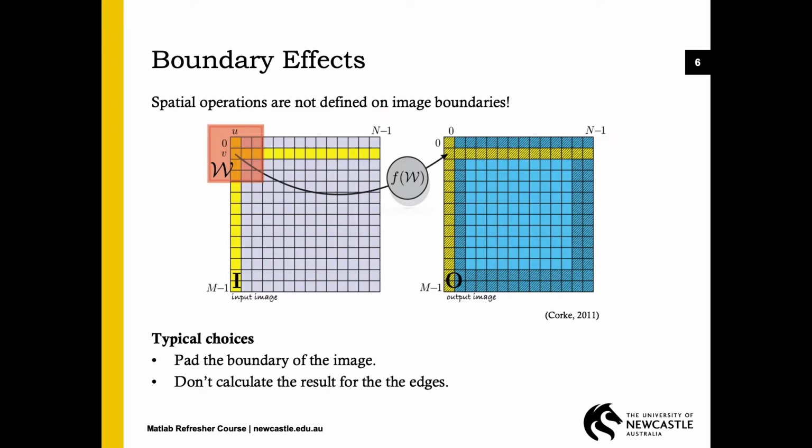But as always, we have to be careful. Spatial operations are not defined on image boundaries because the window hangs over the edge of the image. There are typically two ways around this. We can introduce rows and columns of zeros around the image, or we can just not calculate the operation for the edges. But either way, we need to be careful.